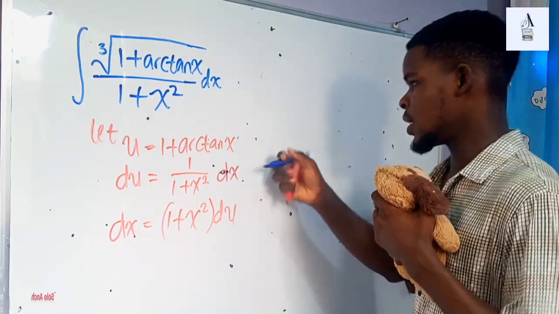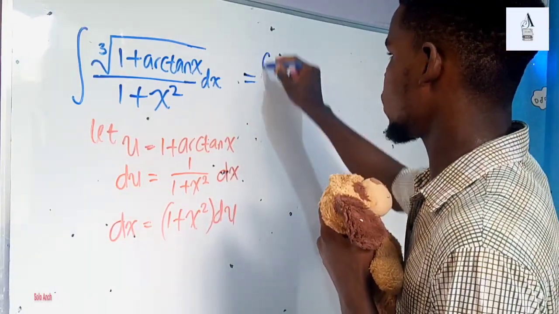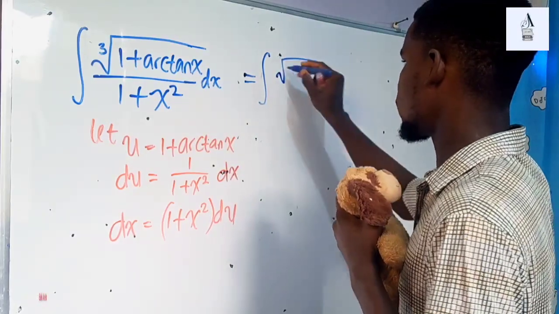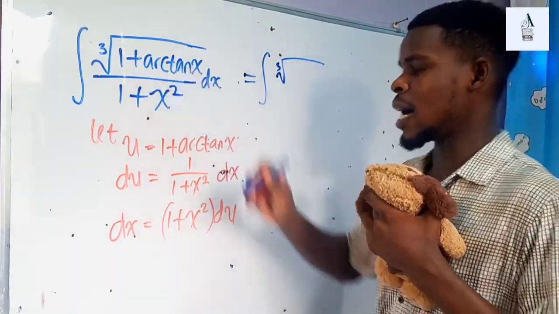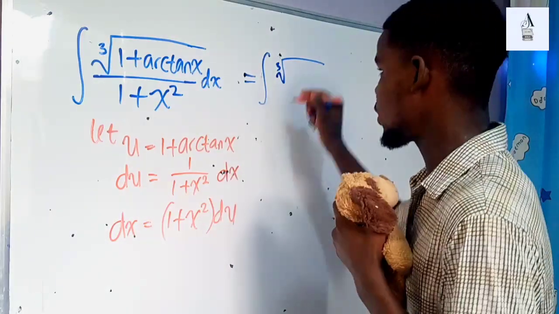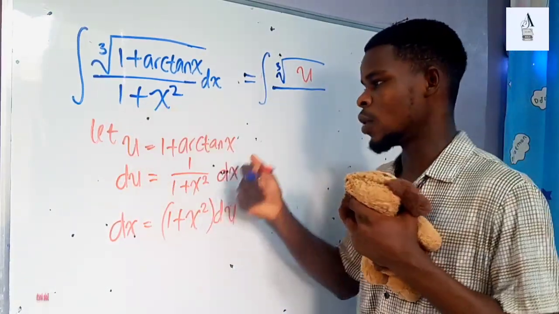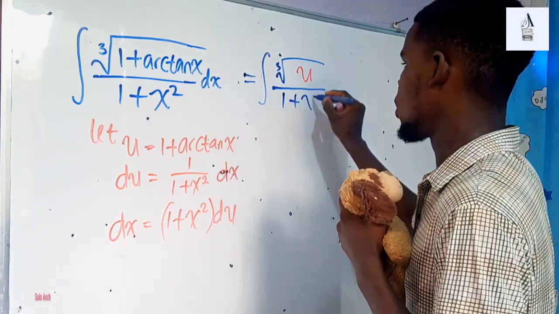After getting that, we're going to put those things back into the integral. At the top we just have the cube root of 1 plus the arctan of x, which we call u. So in place of that, we're just going to put in u, and then we say this is divided by 1 plus x squared at the bottom.